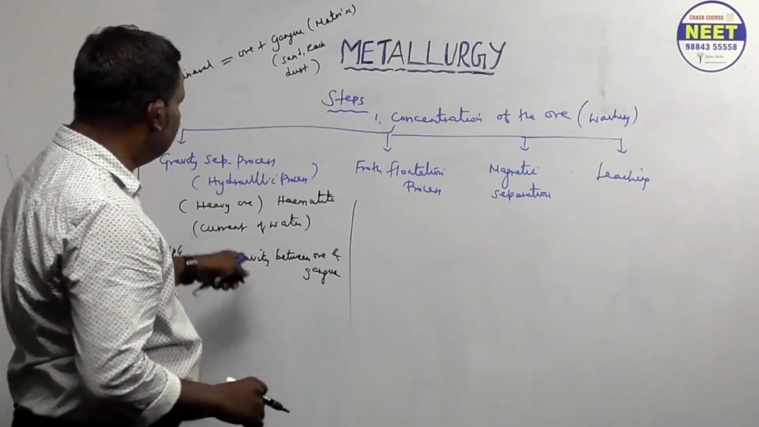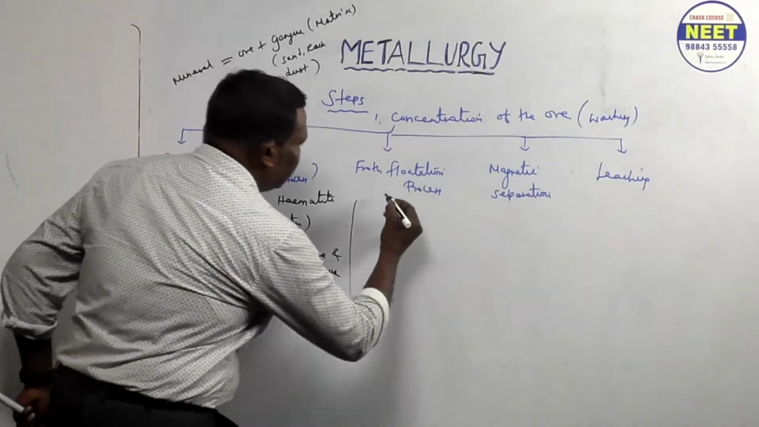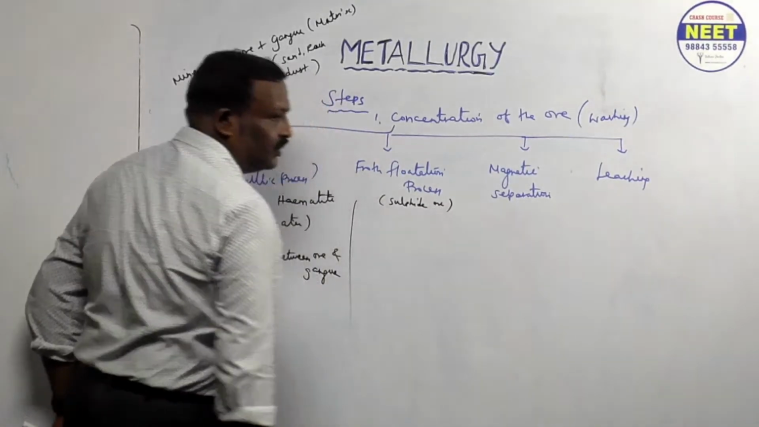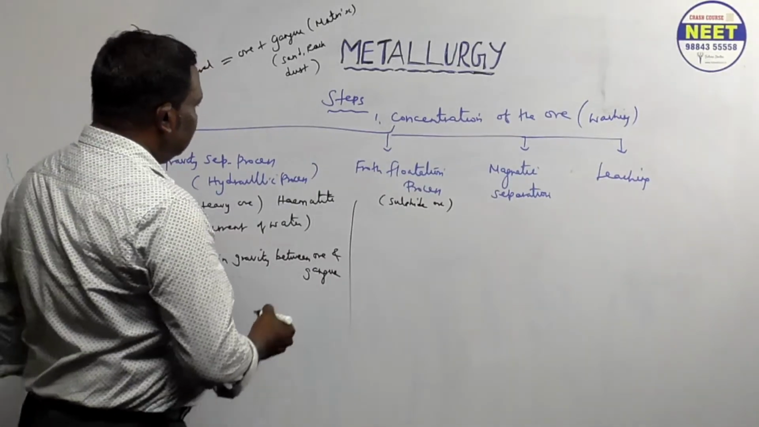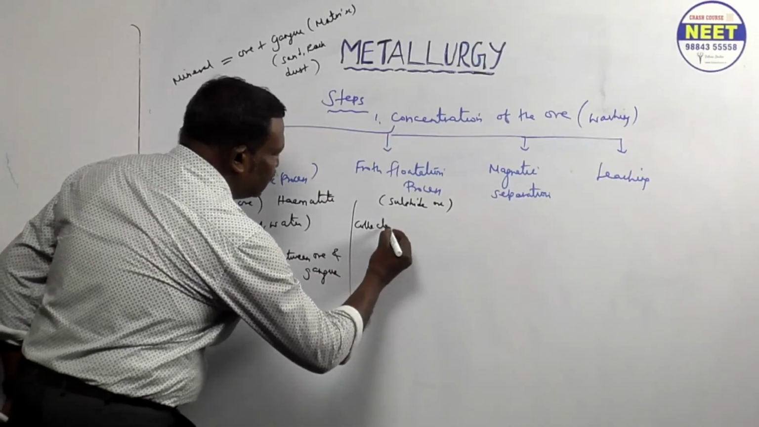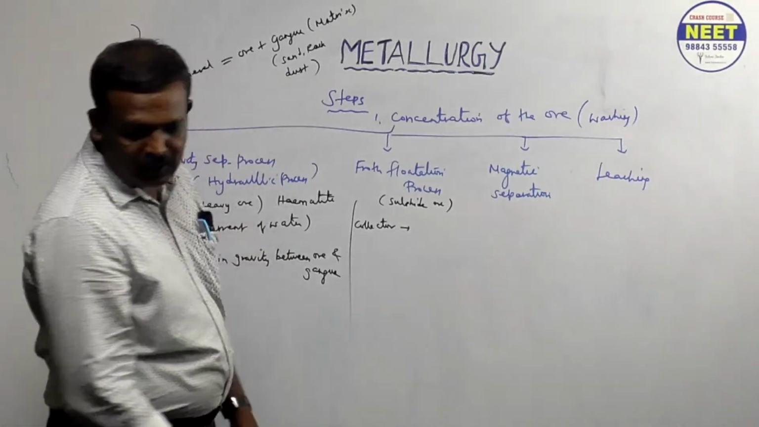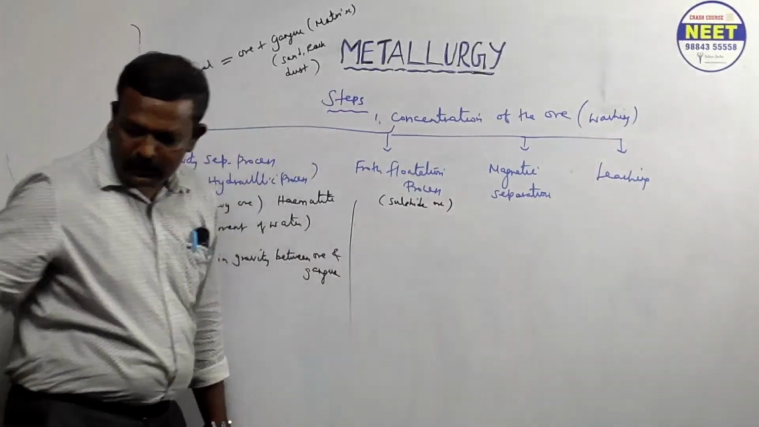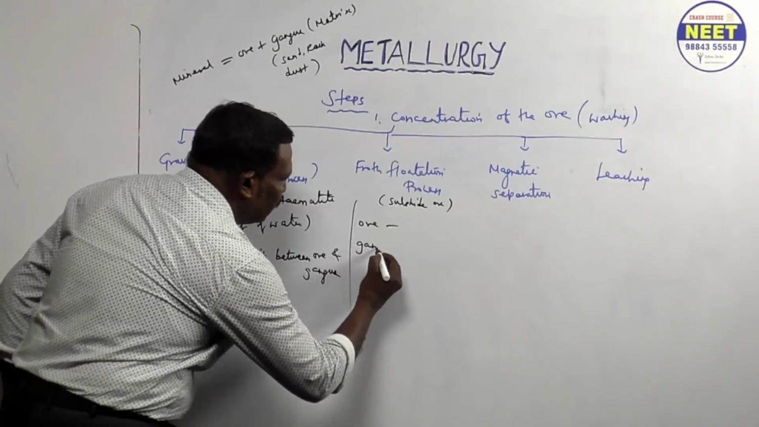Understood? Right. Froth flotation. What kind of ore can be used with this method? Very important: sulfide ore. Understood? Here we are using three things, just keep them in mind. One is called collector. What's the principle behind it? Just write here: ore and gangue, just remember.